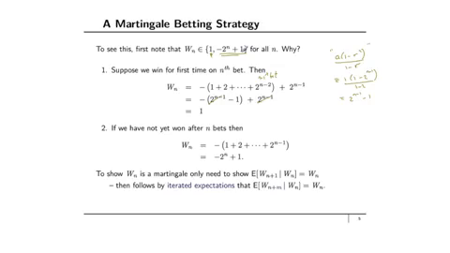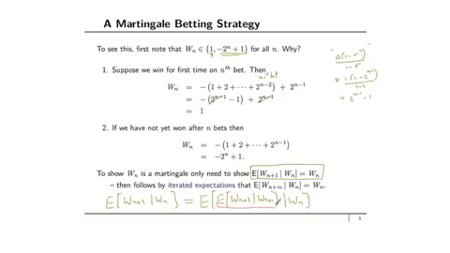To show Wn is a martingale, we only need to show the following, that the expected value of Wn plus 1, given Wn, is equal to Wn. And this follows by an iterated expectations argument. And the reason is as follows. Suppose we want to calculate the expected value of Wn plus 2 given Wn. Well, in that case, we can write this as the following. The expected value of Wn plus 2 given Wn plus 1, all given Wn.